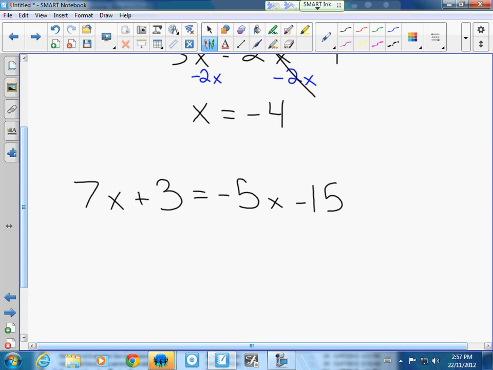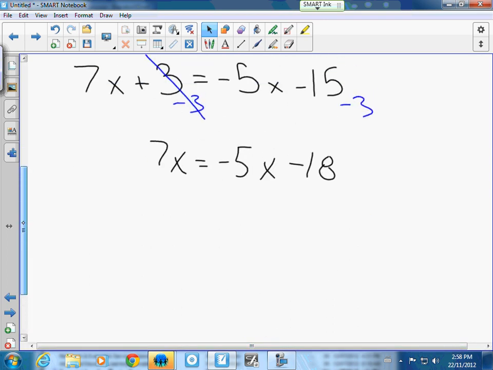We'll do it. So guys, what did you move first? What did you move? 3. So you minus it from one side or both sides? Both sides. Okay, here we go. So those are gone. So what do you end up with? 7x equals negative 5x. What's this? Negative 18. Good. Most of you got that so far.